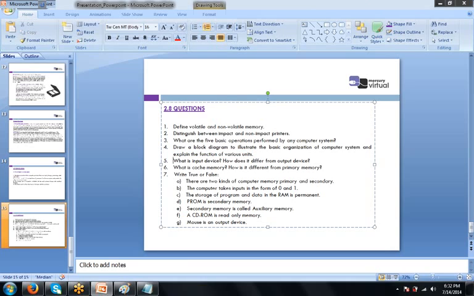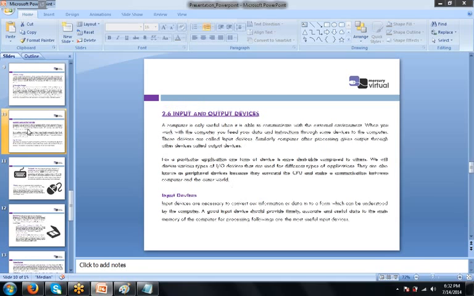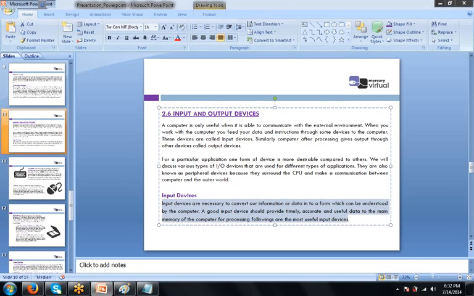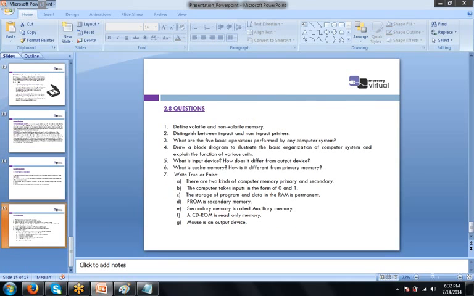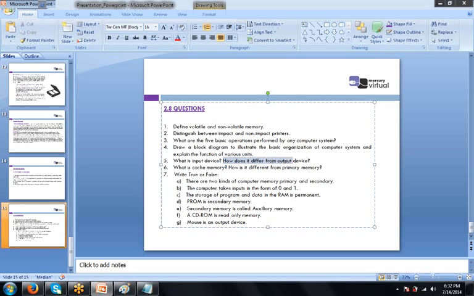Then another question is, what is an input device? Input device, as I told you, is the device that is used for inputting. There are different categories of input devices, like keyboard, scanner, and so on. How is it different from an output device? The answer is that an input device is basically used for entering the data, while an output device is used for displaying the output. There are different categories of input devices as well as output devices.